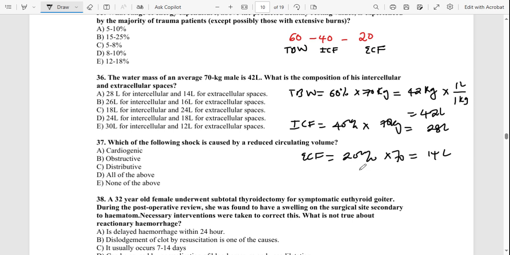All right. So it is 28 liters intracellular and 14 liters extracellular. So that is option A as the best option.